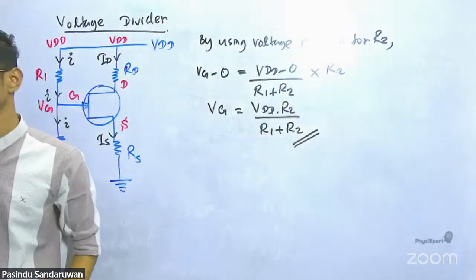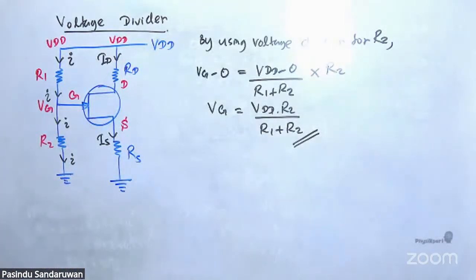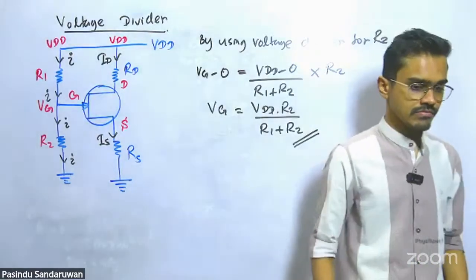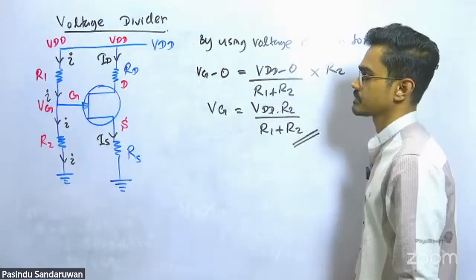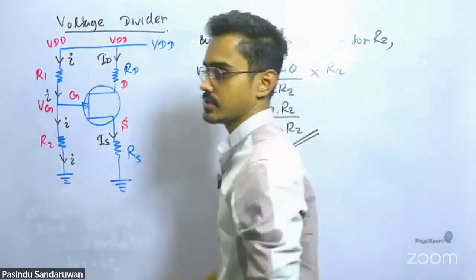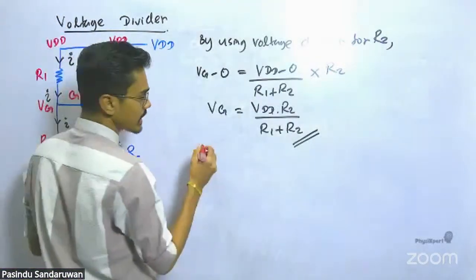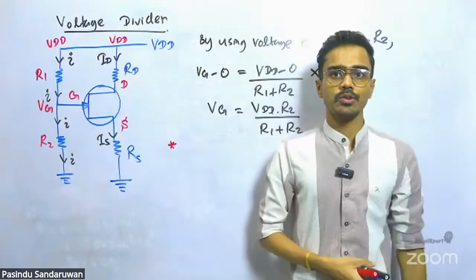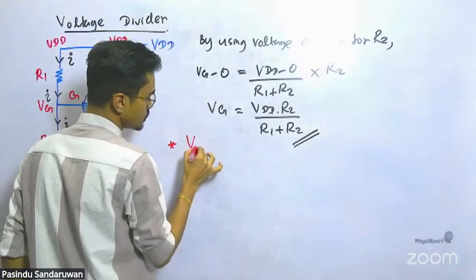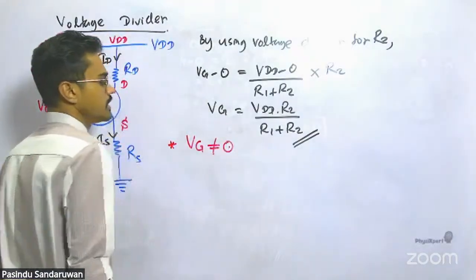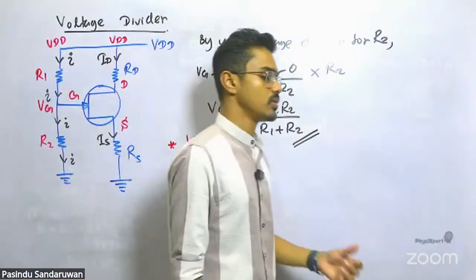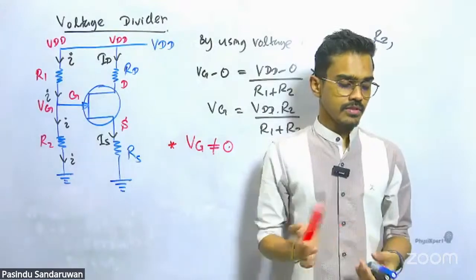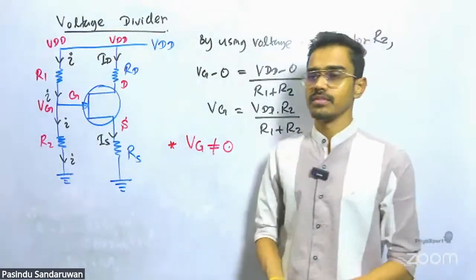First, take up to here. Then write down below with the red pen, put an asterisk mark and write: Therefore, VG not equals 0 in voltage divider circuit.